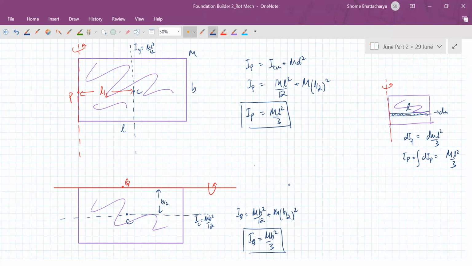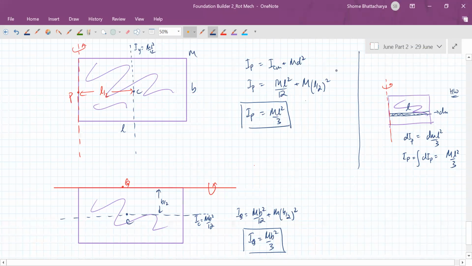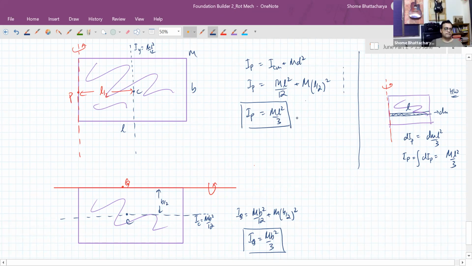Sir, I'm not understanding how L square by 3 came in that integration part. I have not done it by the integration method, but I told you to do this, you can check this out later as a homework problem. Here you understood, application of parallel axis theorem. Yes, sir, that I know. So just note it down by this method. Sir, but I was asking. This is clear, this one how the calculation has come. Yes, sir.